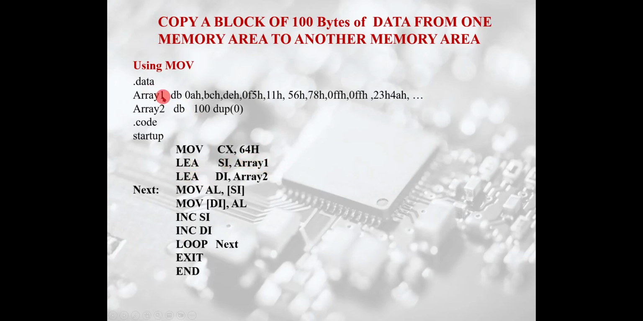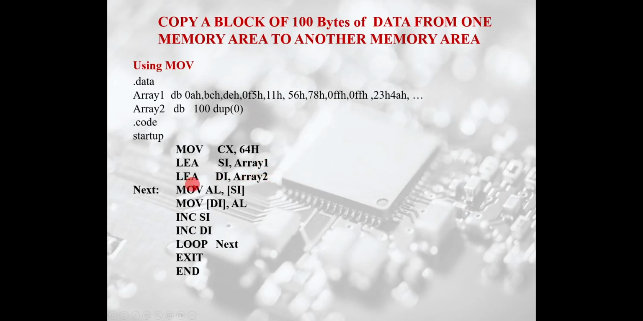When we write a high level program and declare array 1 here, some address will be assigned by the compiler, right? So that address, which the compiler has reserved, will be loaded into SI, and array 2 is the destination. Here I write 100 DUP(0), which gives 100 consecutive memory locations with 0 data. It will reserve that much space, so that much memory space is reserved and initialized with 0. So that is done here.